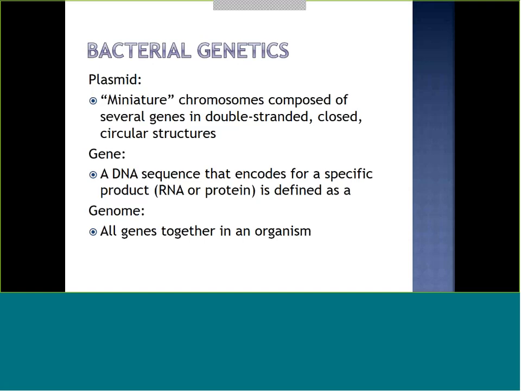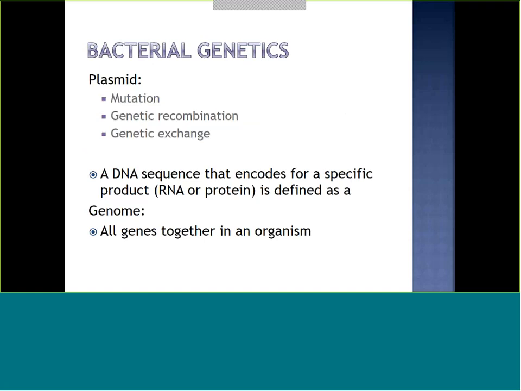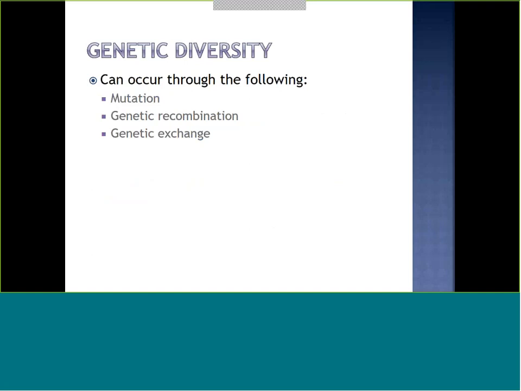So they're kind of considered mini chromosomes. A gene is your actual DNA sequence that will code for a product. And then a genome is all the genes put together in an organism. All right, we can achieve genetic diversity through the three following ways.